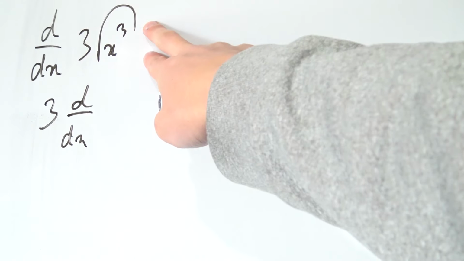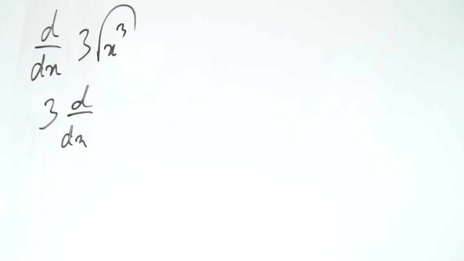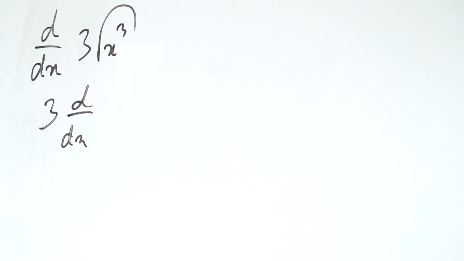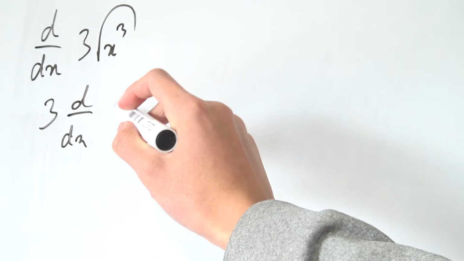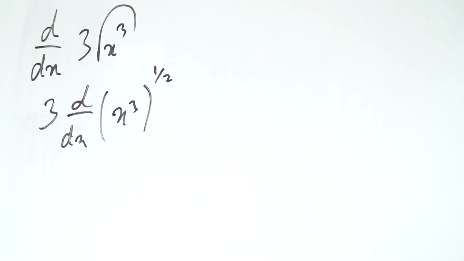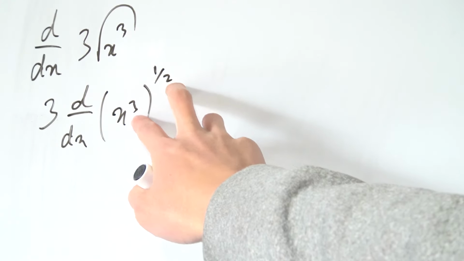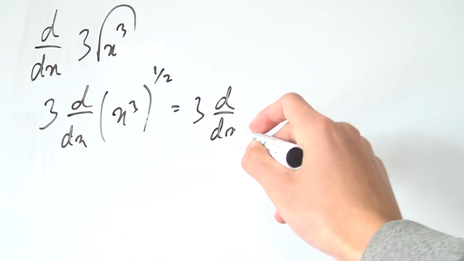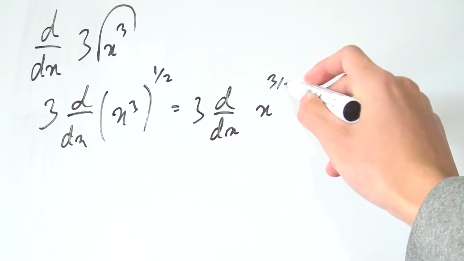But notice this thing looks kind of ugly because we have the square root here, but in fact we can turn it into a power, because remember, the square root of something is just that something raised to the 1/2 power. So this is equal to x cubed but raised to the 1/2 power. That's exactly the square root. And you see we have a power to a power, so we can actually multiply those together to get 3 times the derivative of x to the 3/2 power.